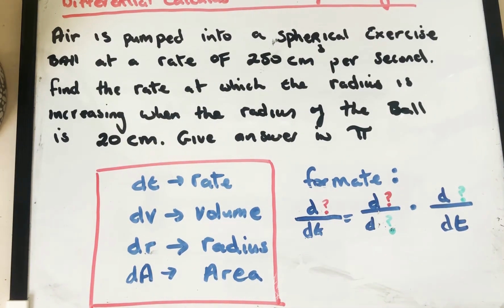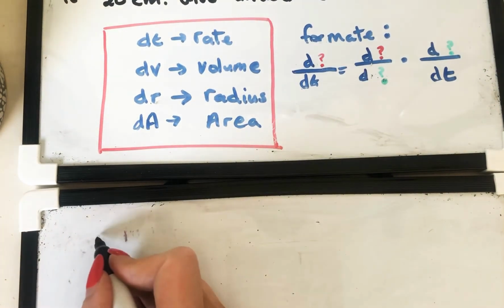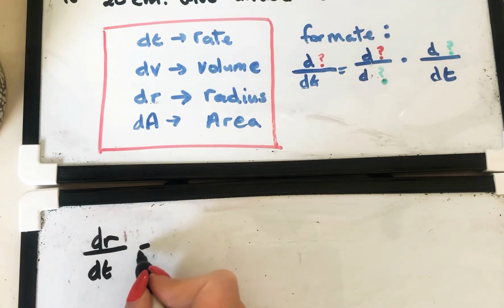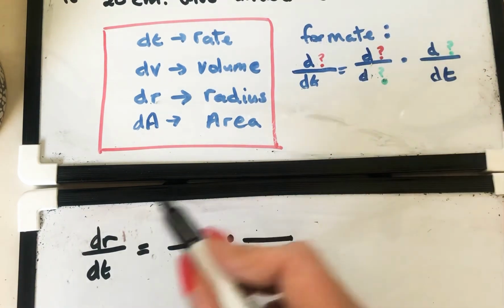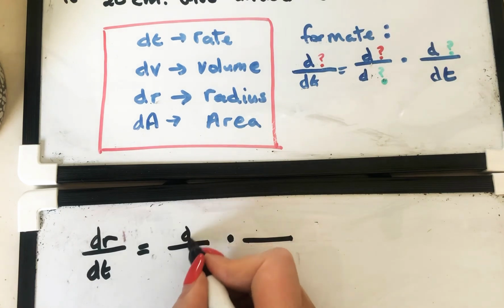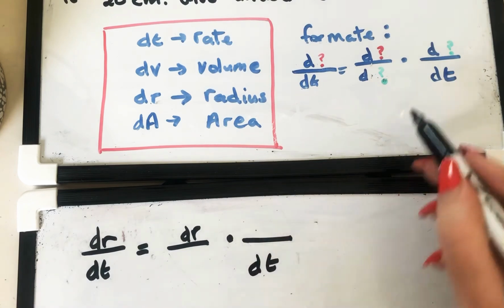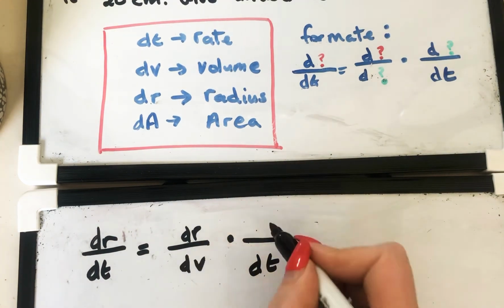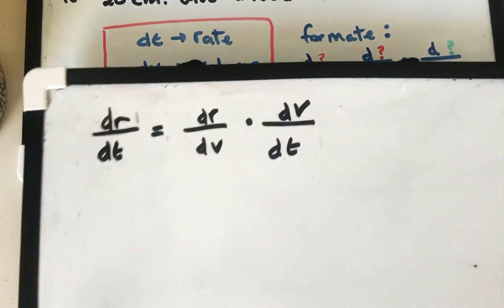So let's write out the question. We want to find the rate at which the radius, so we have the rate of the radius. So dr over dt is equal to, let's write it exactly as we see it, the red question mark was our dr, so dr over something by the same something, always dt. And we said the connector is found by the shape. We're talking about a sphere, so that's volume, so that's dV. For me, that's probably the hardest part of the question.